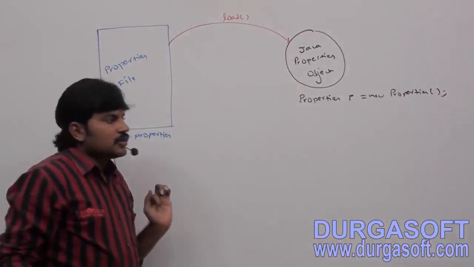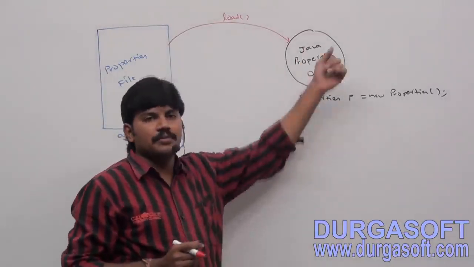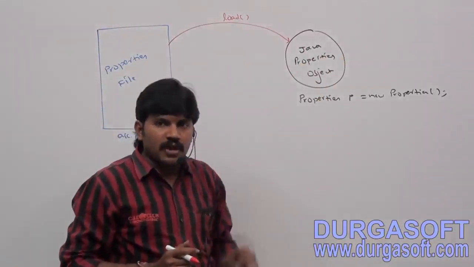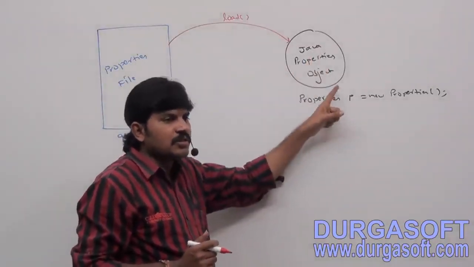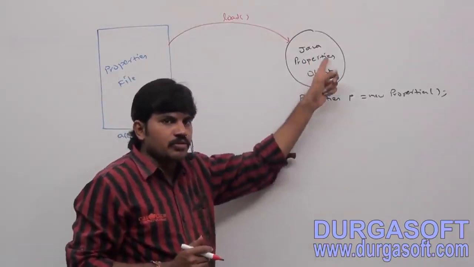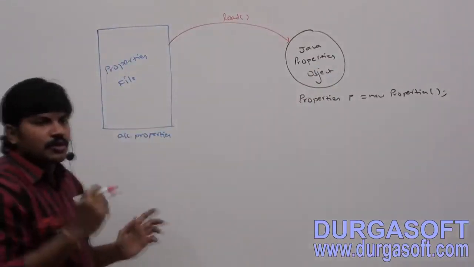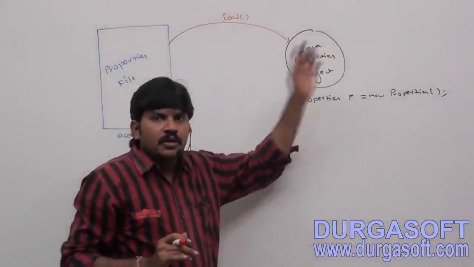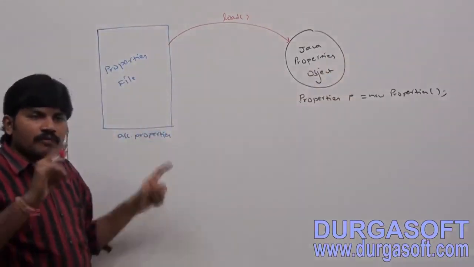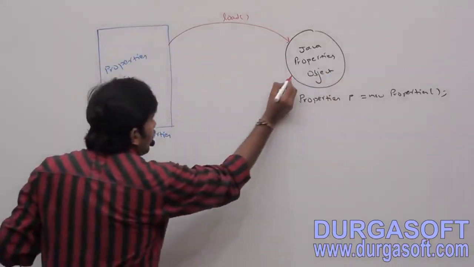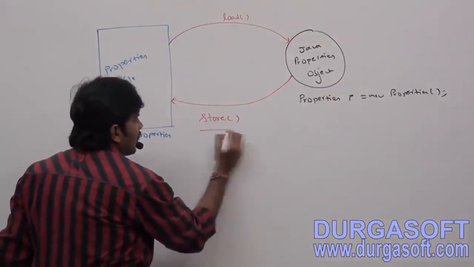Suppose I performed some change in the properties object. I added some new property. I changed some property value. At the end, these property changes should be stored in the properties file. Reverse operation also. If you perform any change in the properties object, these changes should be reflected in the properties file also. For that, store is the method.